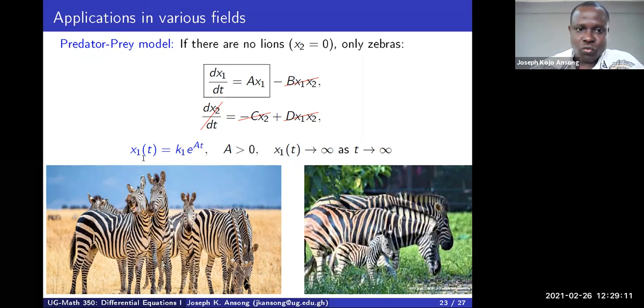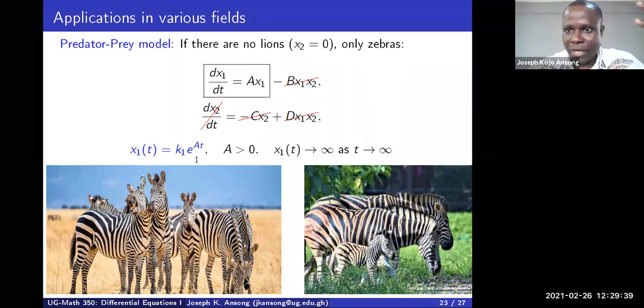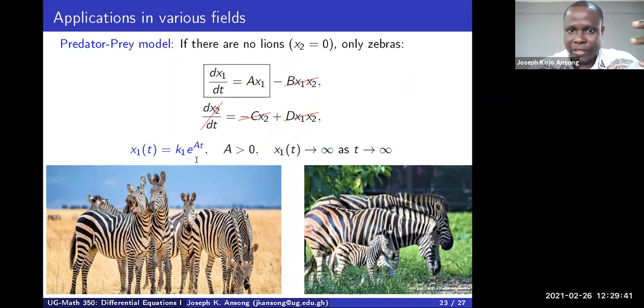And then you get X1 of t is equal to this. K1 here is just a constant, and it's raised to the power e to the at. A here is a positive constant. What it means is that as t goes to infinity, the population of zebras goes to infinity as well. So the population of zebras increases without bound, which makes sense because there are no lions to prey on them.